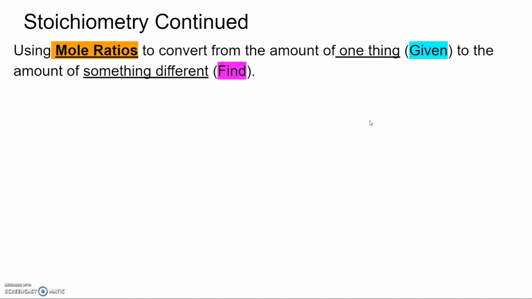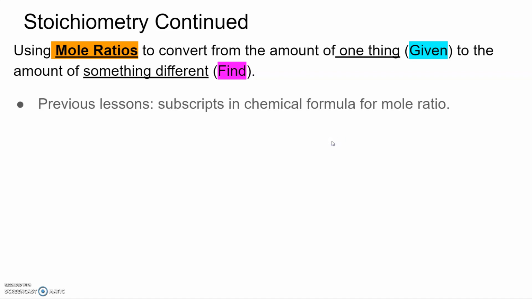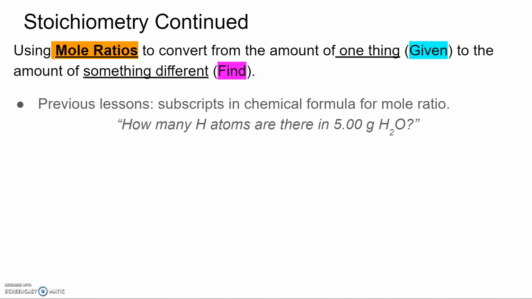So as you know, in this unit, we're covering stoichiometry. And in stoichiometry, we use mole ratios to convert from the amount of one thing to the amount of something different. Now, in the previous lessons, we used the subscripts in chemical formulas as our mole ratios in problems like how many hydrogen atoms are there in 5 grams of water. So in this case, we are trying to convert from our mass of water to the number of hydrogen atoms. Notice that the substances are different because water is not the same thing as hydrogen atoms. And the amounts we're going from are from the mass of water to the number of hydrogen atoms.